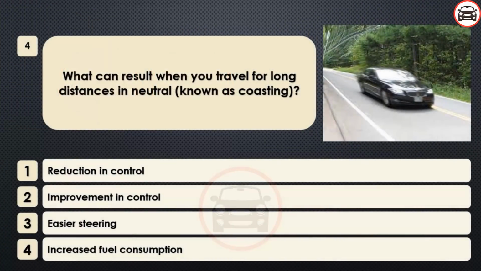What can result when you travel for long distances in neutral, known as coasting? 1. Reduction in control. 2. Improvement in control. 3. Easier steering. 4. Increased fuel consumption.